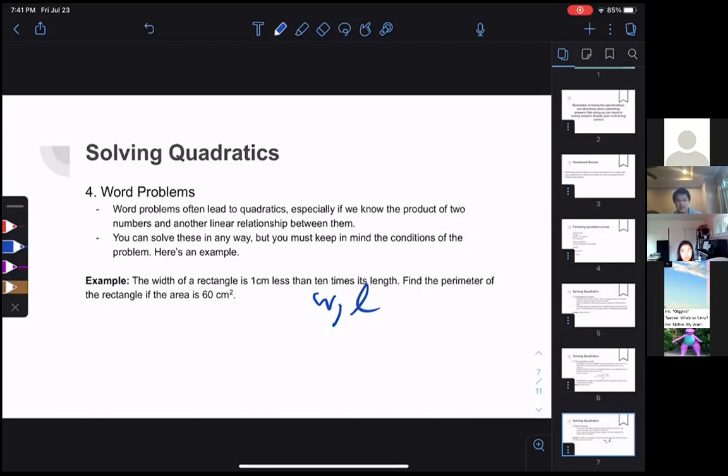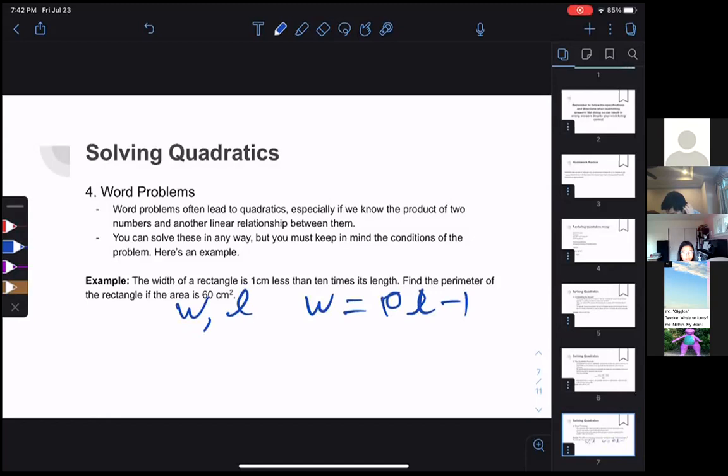All right, so let's go over now. I see some right answers. A couple of people accidentally used a negative solution, I think. Anyways, if the width is W and the length is L, the width is 1 centimeter less than 10 times the length. So W is 10L minus 1. I'll just go over this quickly.